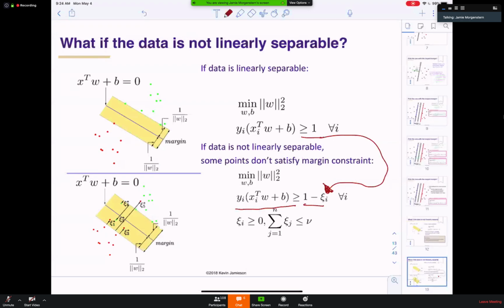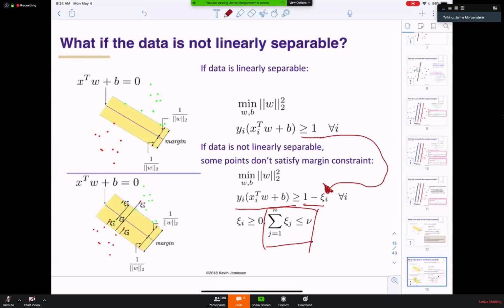Okay, so it may be the case that we not only violate the margin constraint, but we're actually on the wrong side of the decision boundary by some Z_i for each example i. But we likely want to limit the amount we're allowing the sum of those Z's to violate the margin.